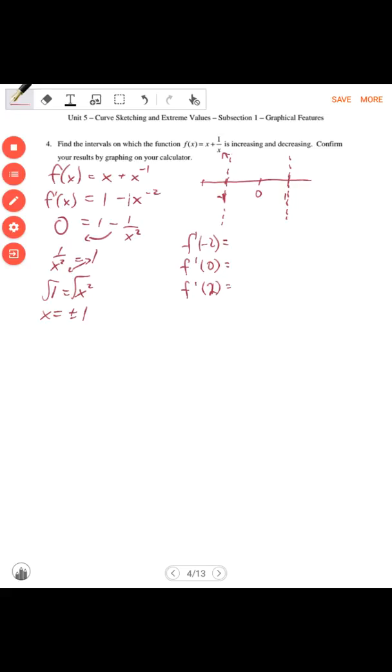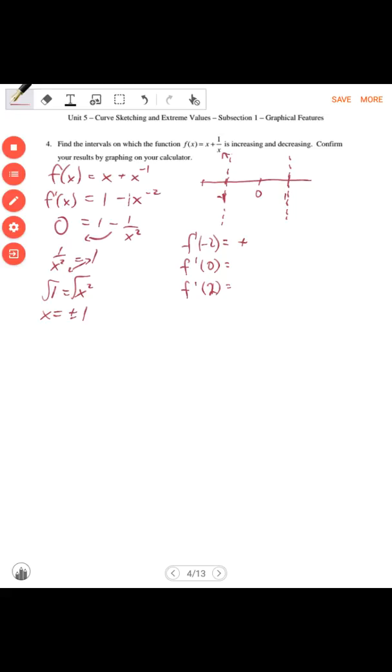All right, so negative 2. This one is a little trickier with the whole derivative thing, but look, 1 over negative 2 squared. Well, hey, negative 2 squared, that's positive. Okay, so 1 minus 1 over 4 is 0.75, which is positive. Okay, then we have the 0 thing, f prime 0.